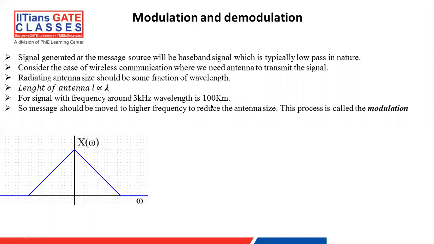We cannot design that kind of antenna which has a kilometer in size. So here what we need to do is modulation, which is essentially a process in which we convert a low frequency signal into a high frequency signal. Once we convert this low frequency signal into a high frequency signal, its wavelength will be less, so the size of the antenna will also go down. So this is the benefit of the modulation, but inherently there are some other benefits that come into the picture.